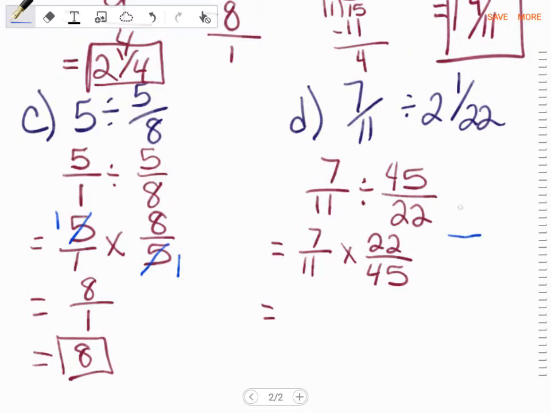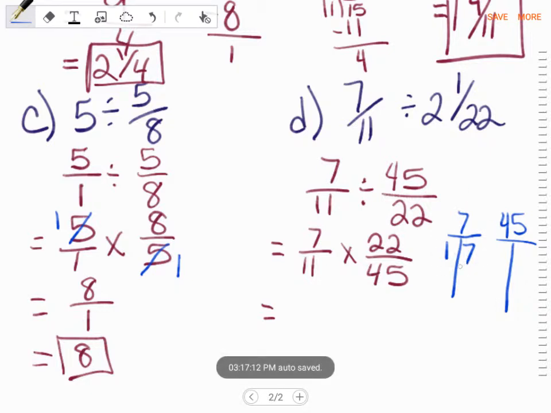But we know factors of 7. If this helps you, list out factors. Factors of 7 are just 1 and 7. Factors of 45, there's some more of them, and so you'll have to think through them. But if we're just looking for factors that they have in common, we're really just going to look at the factors of 7 really quick, since there's only 2 factors of 7, and see if any of these factors are shared between 7 and 45.